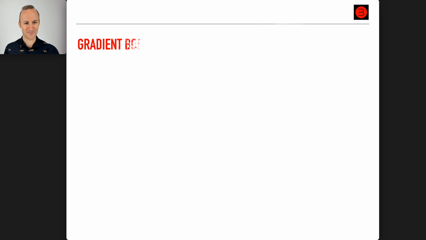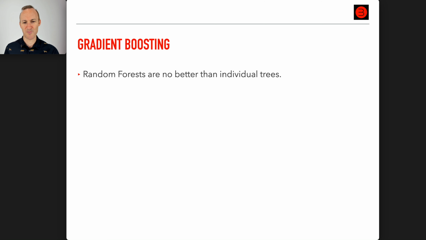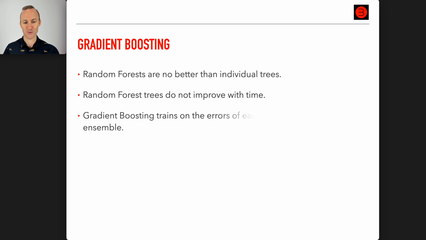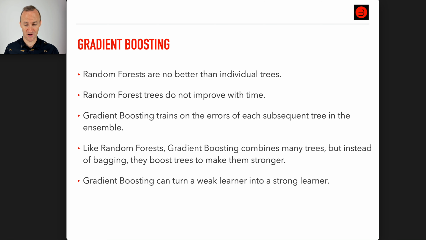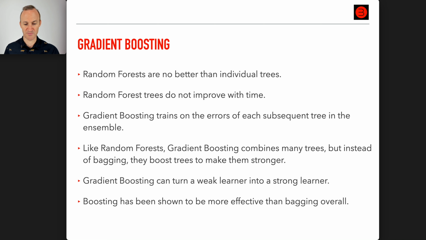Okay. Anyway, let's take a look at gradient boosting now. What is this? Random forests are no better than individual trees. Random forest trees do not improve with time, right? They're just the average of a bunch of trees. Gradient boosting trains on the errors of each subsequent tree in the ensemble. Therein is the difference. Like random forests, gradient boosting combines many trees, but instead of bagging, they boost trees to make them stronger. Gradient boosting can turn a weak learner into a strong learner. Boosting has been shown to be more effective than bagging overall.